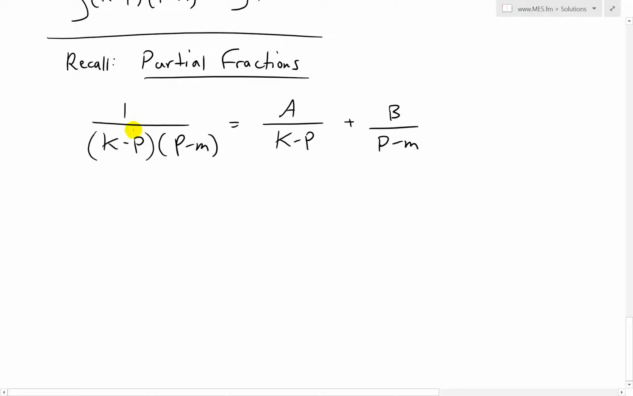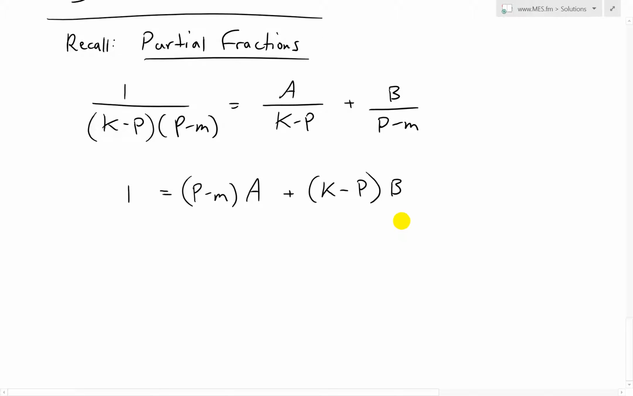So what we'll have on the left side is just 1, we're just multiplying it by itself there. And then this equals 2. Then the K minus p will cancel with this, and we're left with p minus m times A. And then on the right side, this p minus m cancels with this, and we're left with capital K minus p, and then times B.